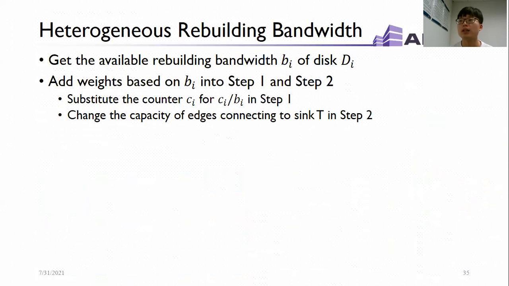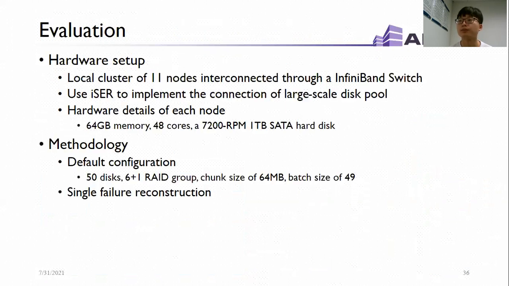When applying DRAID to heterogeneous rebuilding bandwidth, we get the available rebuilding bandwidth BI of each surviving disk at the beginning of each batch, and add weights based on BI into step 1 and step 2. In particular, we substitute the counter in step 1 and change the capacity of some edges in step 2.